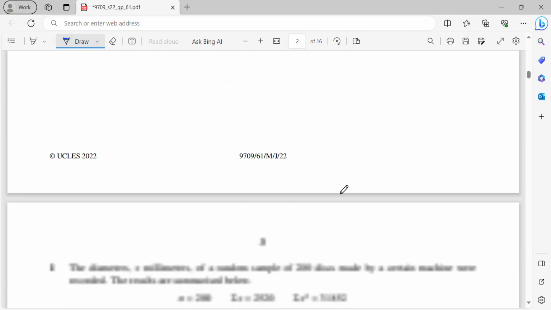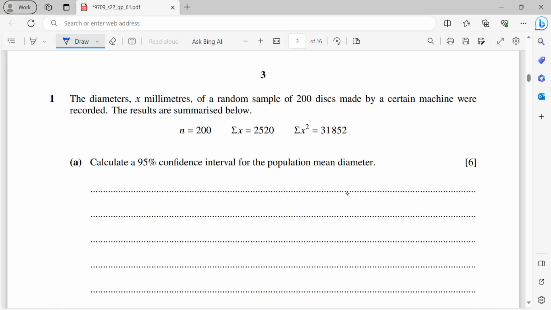Question number 1. The diameters x millimeters of a random sample of 200 discs made by a certain machine were recorded. The results are summarized as follows. So A, calculate a 95% confidence interval for the population mean diameter. So from here, we need to calculate the x bar first. X bar is summation x over n, which is 2520 over 200, and you will get 12.6.